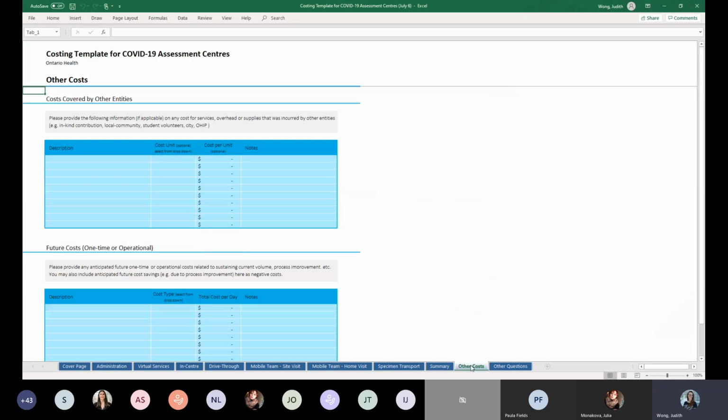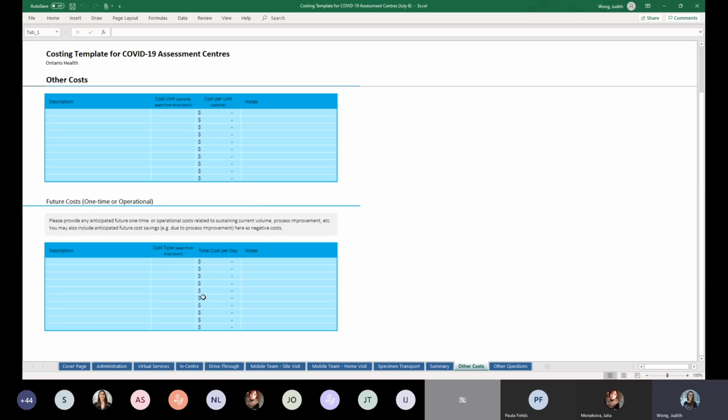Okay. Last two tabs. The other cost tab may or may not apply to you. We're looking for information here on both costs covered by other entities. So this could be in-kind contributions from other organizations, free space offered by your city, or costs covered by OHIP. So you can provide those for us here. As well as what the cost is if you are aware of what that cost would be if you were incurring it. There's also space for future costs.